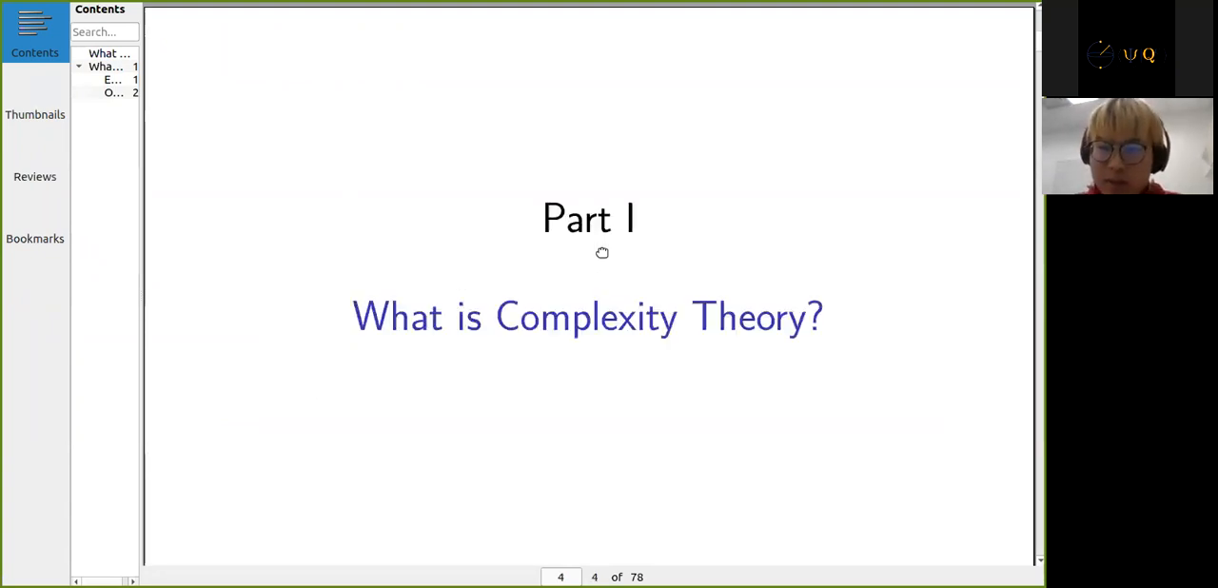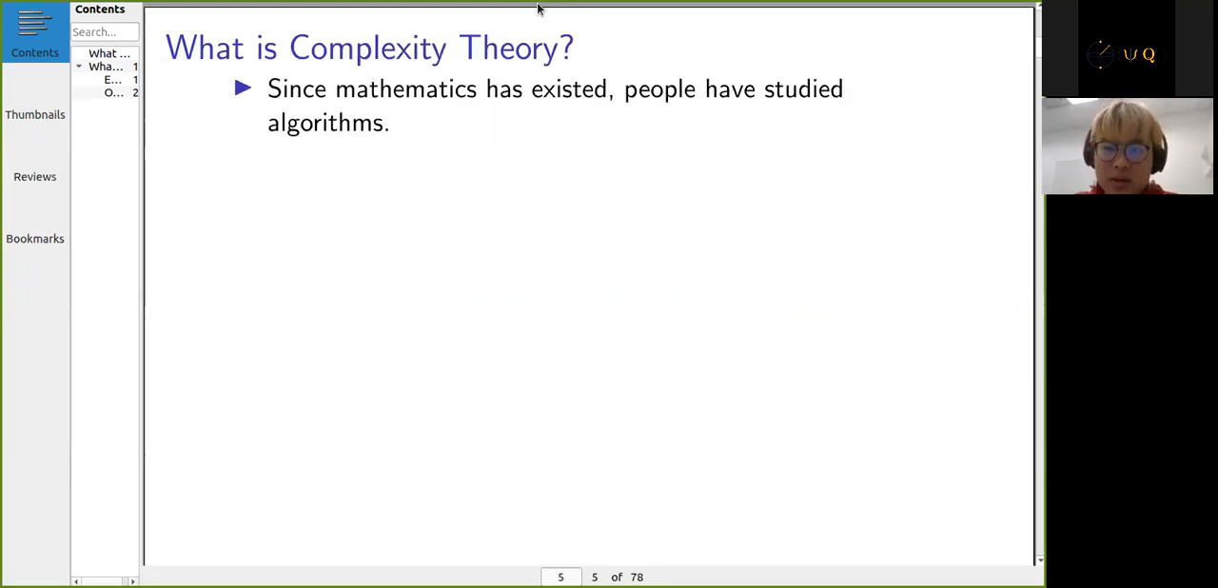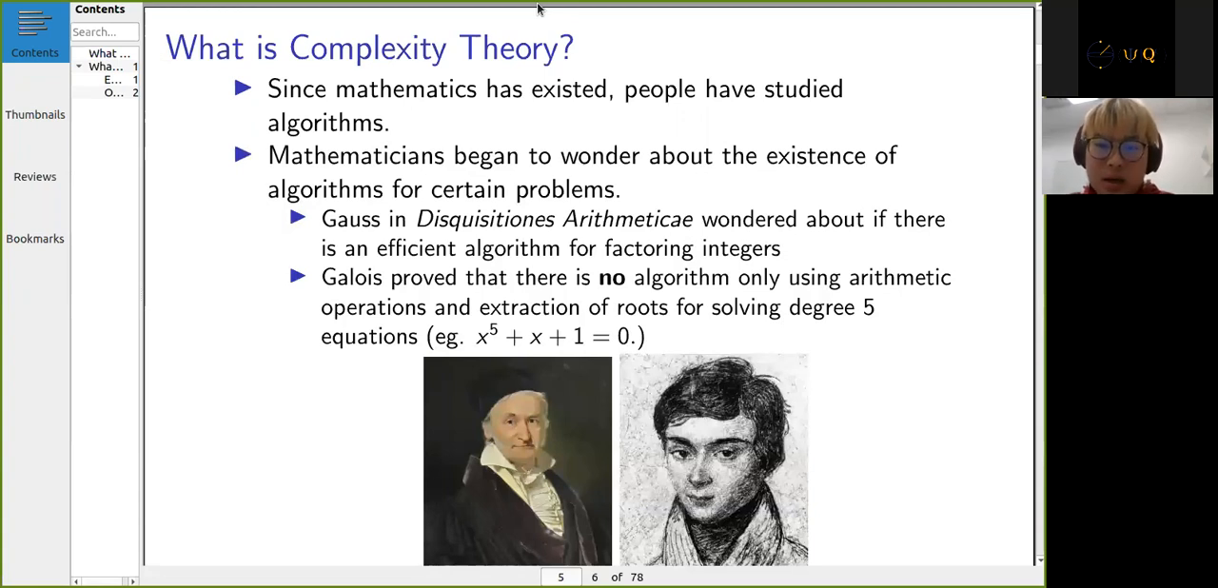So my story begins with, what is classical complexity theory and how the study of classical complexity theory came about. Since mathematics has existed, people have studied algorithms. We learn an algorithm in elementary school for doing arithmetic, and there are other more complicated algorithms for different problems. So, for instance, Gauss, in his famous work about number theory, wondered if there's an efficient algorithm for factoring integers.